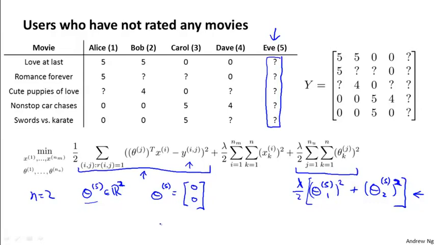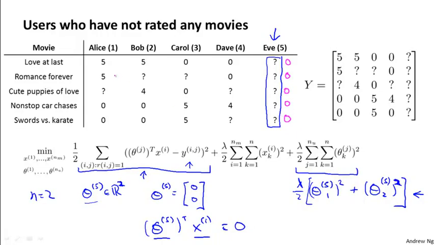And so when we go to predict how user 5 will rate any movie, we have that theta 5 transpose x(i) for any i is just going to be equal to 0, right? Because theta 5 is 0, for any value of x, this inner product is going to be equal to 0. And therefore we're going to predict that Eve is going to rate every single movie with 0 stars. But this doesn't seem very useful, does it?